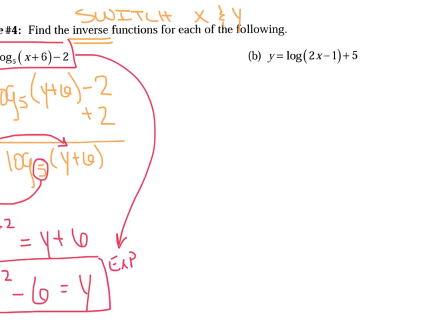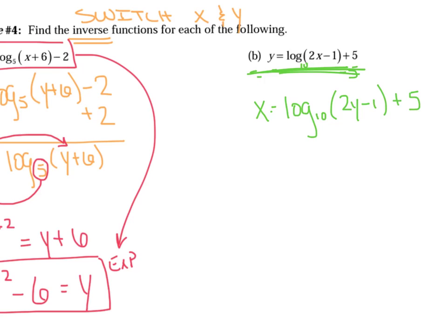All right, let's try the second one again. What's the base? I don't see a base. It's invisible, right? There's an invisible base 10 right there. So anyway, let's subtract the 5 from both sides. Oh my gosh. You should be screaming at me. What did I forget? I forgot to switch the variables. x equals log base 10, that's optional, of the quantity 2y minus 1, plus 5.